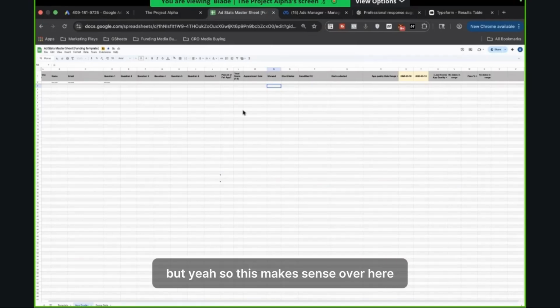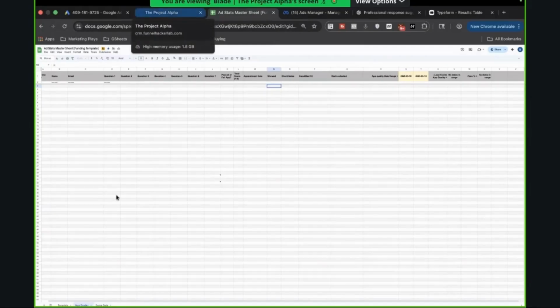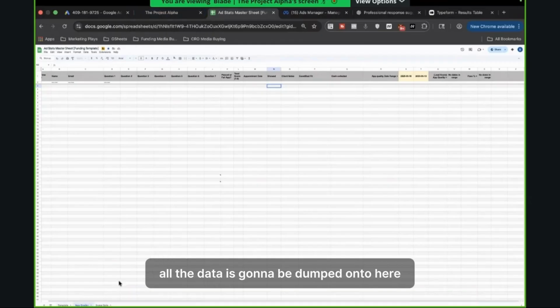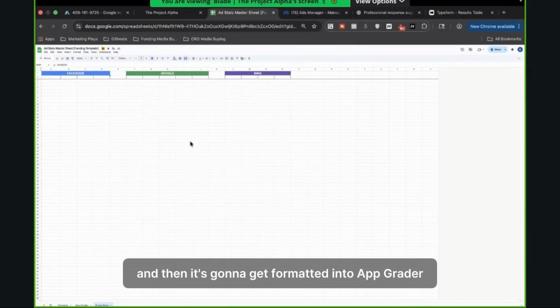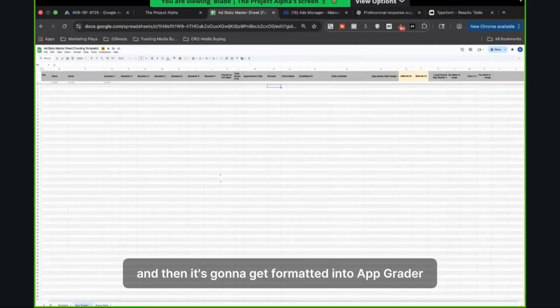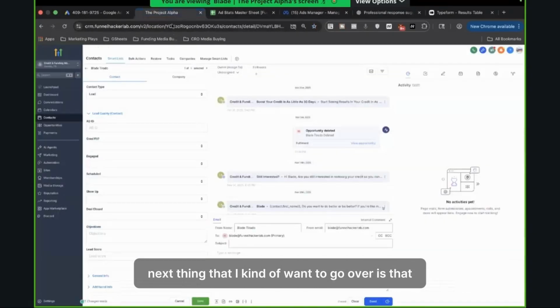But yeah, so this makes sense over here. We try to keep it very, very simple. Every lead is gonna populate onto here. Let's go a little bit on the inside usages on GoHighLevel if you haven't used that already. Because this sheet, all the data is gonna be dumped onto here, as in numbers, as in the lead, as in the survey questions, automatically populate into here, and then it's gonna get formatted into AppGrader and into the month-by-month view.